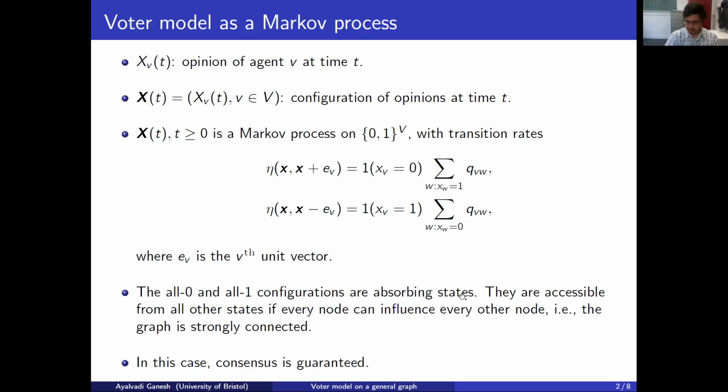Anyway, clearly consensus will be reached if every node can influence every other node. And then these configurations are accessible from all other configurations. And this is a sufficient condition to guarantee that consensus is reached.